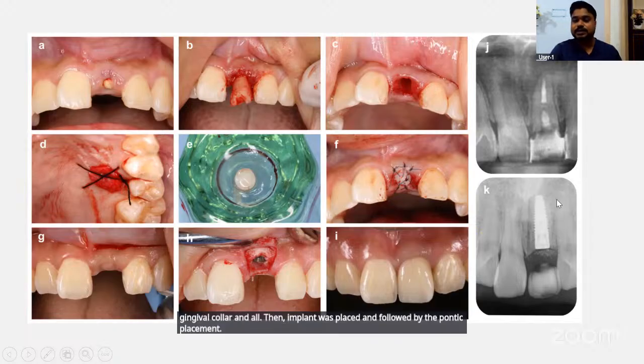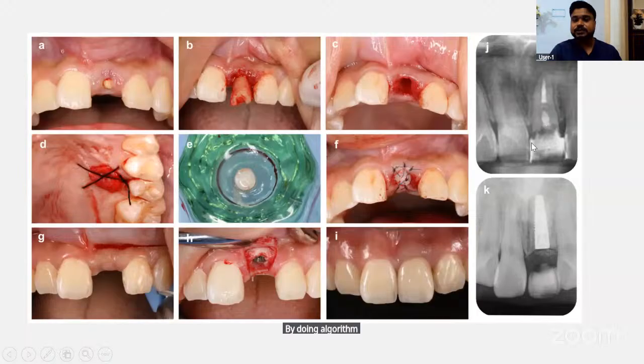Here you can see the amount of good bone achieved by doing alveolar ridge preservation. You can see the pre-op and post-op pictures, and a good amount of bone is achieved even with the adjacent teeth.